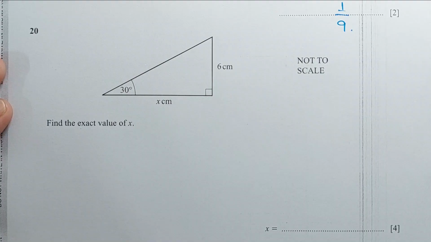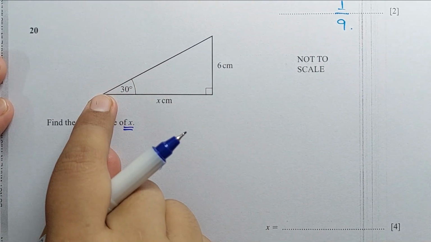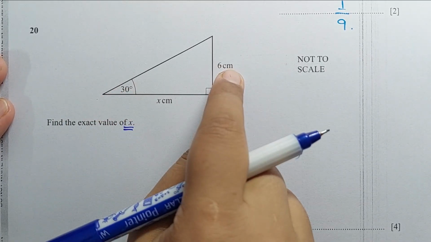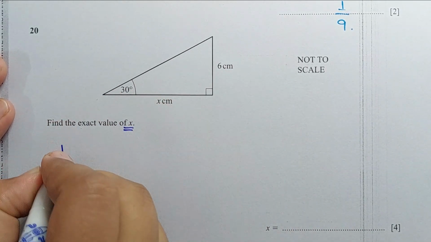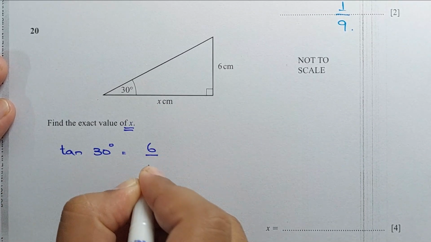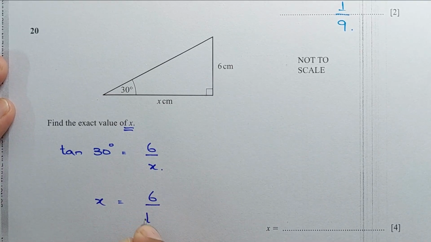Question number 20, find the exact value for x. We can say it is a right angle triangle. We are given this angle, its opposite and adjacent. So we can use tangent of 30 degrees. The opposite is 6 and the adjacent is x, right? So x is basically 6 over tangent of 30.